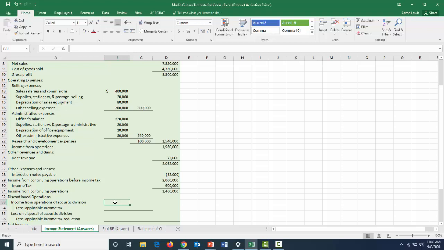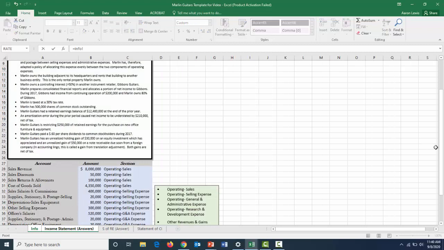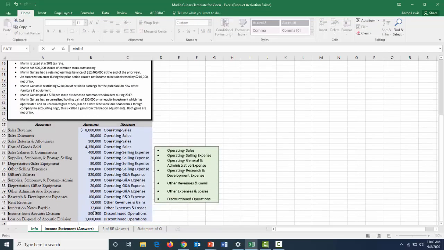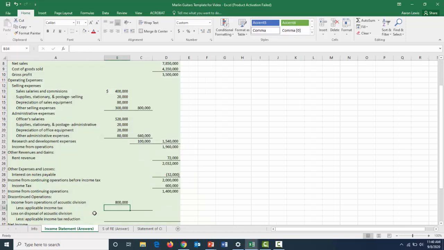So if we start with our income from operations of the acoustic division, we see, given in our information way at the bottom, $800,000 worth of income from the acoustic division. Well, that's pre-tax income. We want to subtract out our tax. So how are we going to do that? The same way that we did before. We're going to multiply that by our tax rate, which is 0.30, and say, yes, we had $800,000 worth of income from operations of this division, but we had to pay $240,000 in taxes, which means our after-tax income was only $560,000.